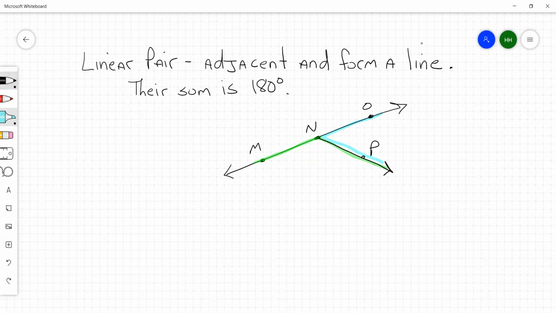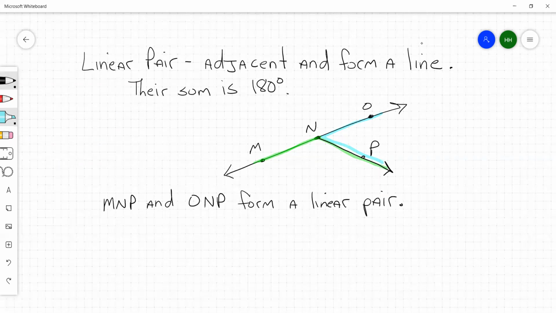form a linear pair. So MNP and ONP form a linear pair. They meet the rules of adjacent, they form a line.